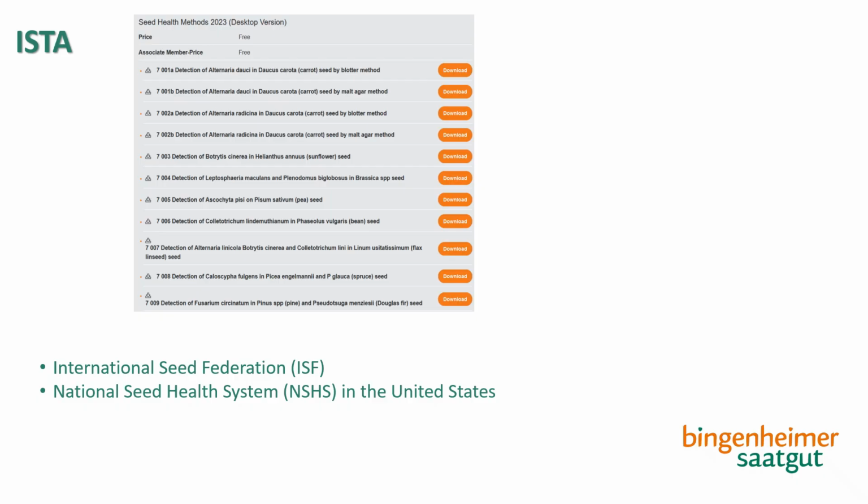So to ensure comparability and reliability, seed health tests are often based on standardized methods. These are, for example, methods that are published by the International Seed Testing Association, ISTA. Here is the screenshot from their website. But besides the International Seed Testing Association, there is also the International Seed Federation and also the National Seed Health System in the United States. Following these protocols ensures that results are accepted internationally and can be produced across different laboratories.